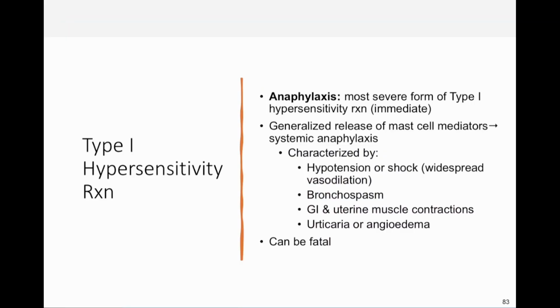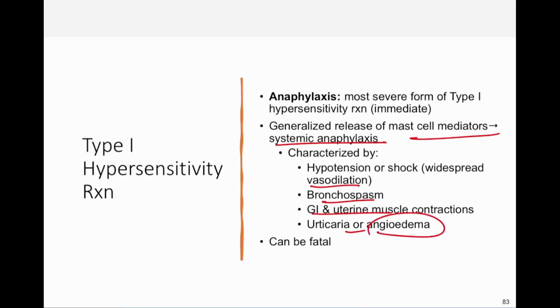Anaphylaxis is the more severe type of this type 1 hypersensitivity reaction. We get systemic anaphylaxis due to all those mast cell mediators getting dumped out. All that histamine getting dumped out causes anaphylaxis: hypotension or shock, widespread vasodilation, bronchospasm. May get some GI issues.